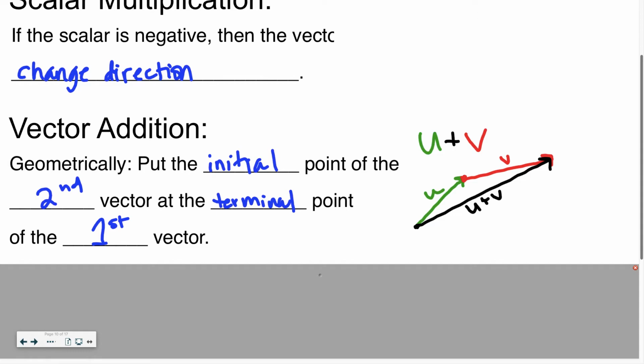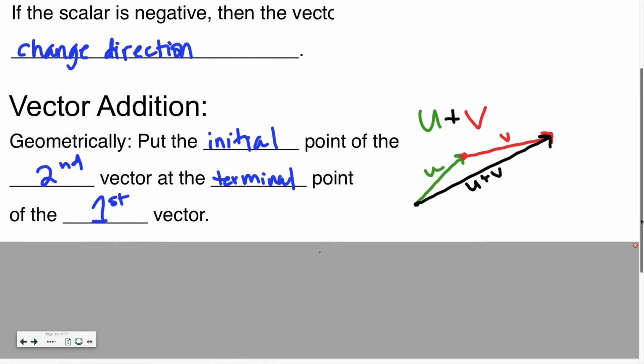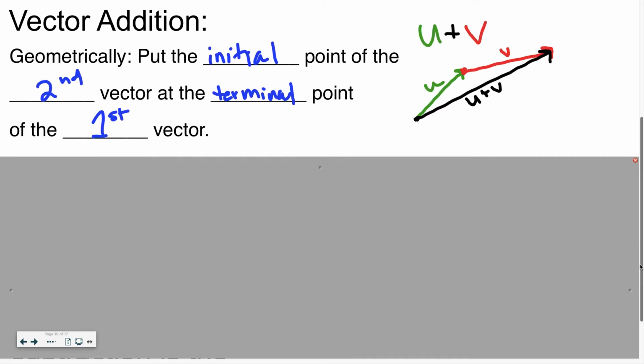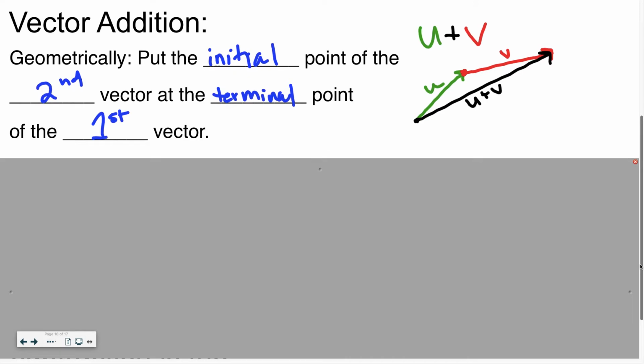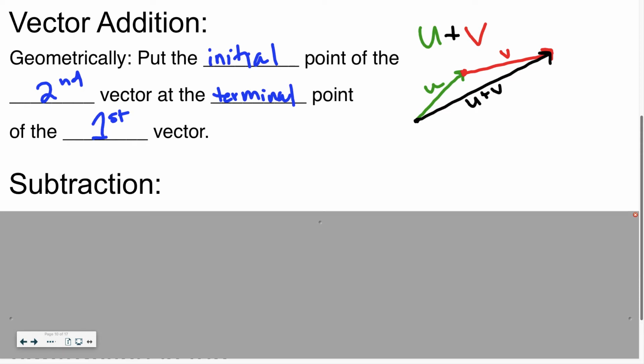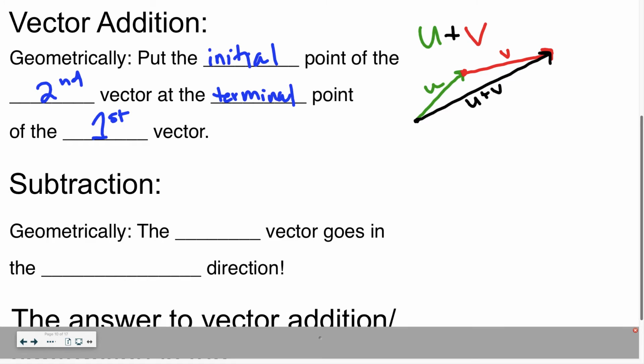For subtraction, how is that going to change our picture? If I wanted these same two vectors in green and red, but I wanted u minus v, how is that going to change our picture? What's going to happen to v? Opposite. Yeah, we're going to have to go opposite, okay?